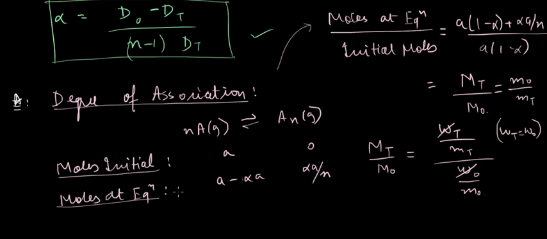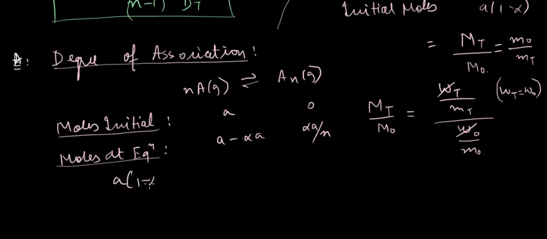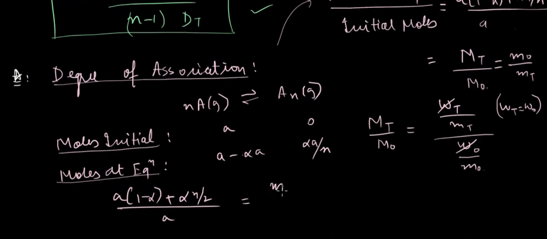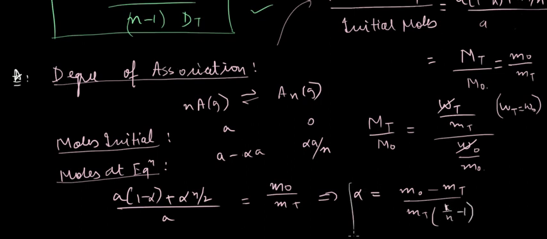So just equating, (1 minus alpha plus alpha by n) should be equal to M0 upon MT. Initial moles is A, not A into 1 minus alpha, it would only be A. So from here we can calculate alpha as (M0 minus MT) divided by MT into 1 upon (n minus 1).